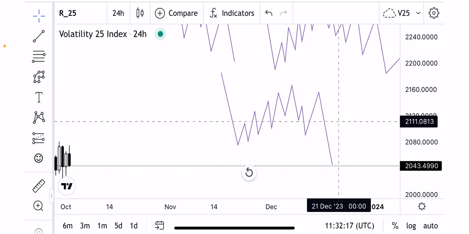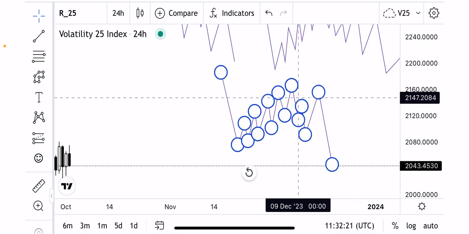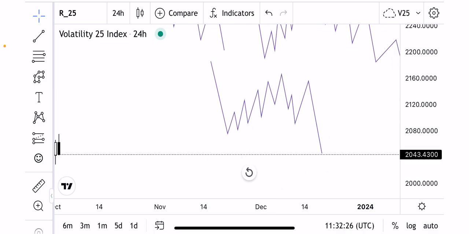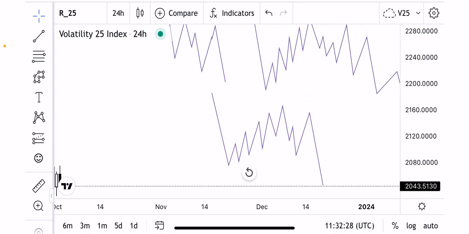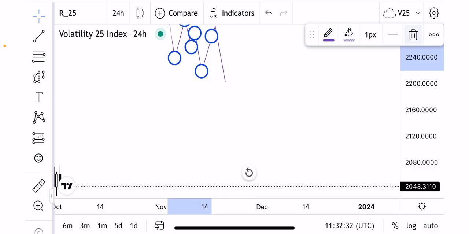Now check this, guys. We had a BMS before we created this high. It is a primary inducement, guys. It is a primary inducement. So yeah, I'm sure you understand that. So I'm going to show you guys on chart. So let's check for the secondary inducements.